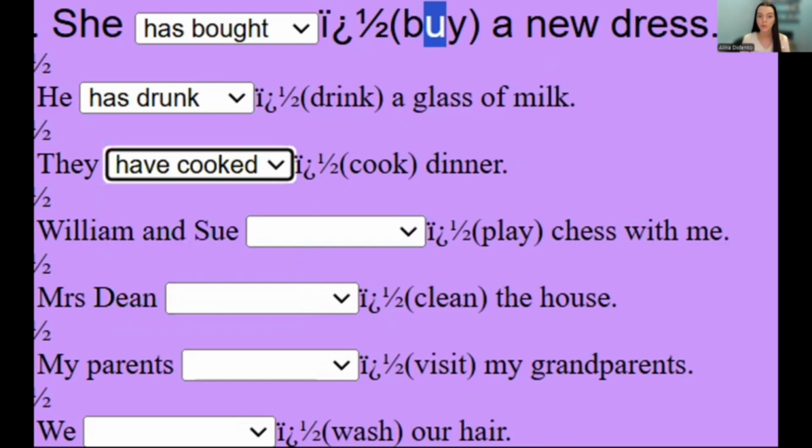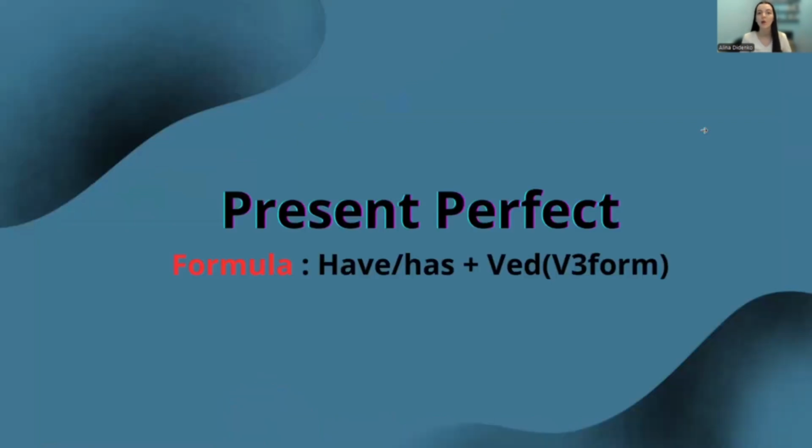So I do hope that it was absolutely explicit for you to understand how the present perfect works. I was absolutely happy to see you today on our lesson. I would be really grateful to you if you post any comments in the comment section with your example of using present perfect in sentences.